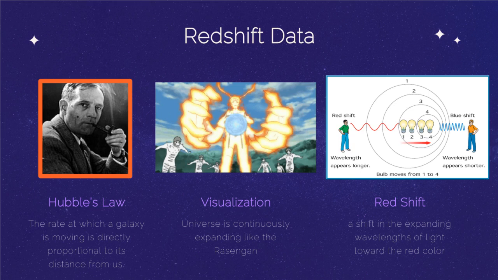And if you know how fast the universe is expanding, you can calculate roughly how long ago the universe began for it to reach its current size. This gives us a universe that is at least 12 billion years old. The redshift is basically the shift in the expanding wavelengths of light toward the red color, so if you see an object moving away, you will see wavelengths shifted towards the red color. And this redshift suggests that space itself is expanding. That implies that at some point the universe was smaller. We can visualize the expansion through the Rasengan of Naruto on the image.